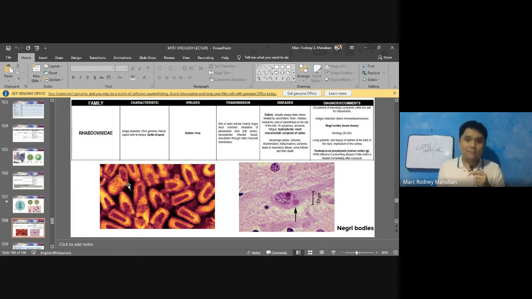And of course, serology, ELISA, if you have living patients, pwedeng skin biopsy at the back of the neck, impression also of the cornea, pwedeng makita ang virus. And of course, as mentioned, the post-exposure prophylaxis. So hatagan mo siya daan og rabies immunoglobulin, RIG. Diretso gyud dayon, immunoglobulin, antibody na.